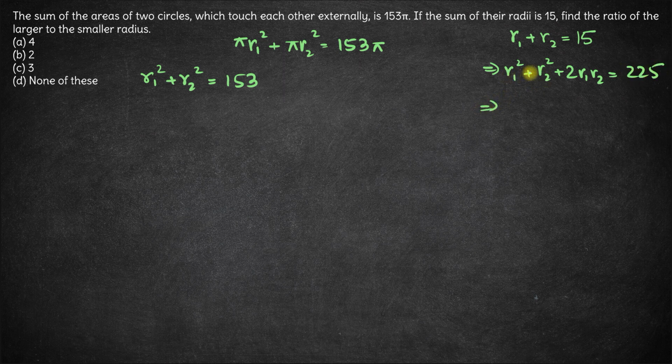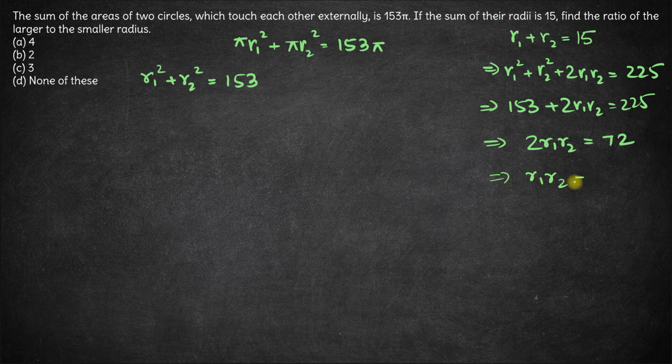So from here r1 square plus r2 square is 153. So we have 153 plus twice of r1 into r2 is 225. So we have twice of r1 into r2 is 225 minus 153, which is 72. So twice of r1 into r2 is 72, and this effectively gives us that r1 into r2 is 72 by 2, which is 36.